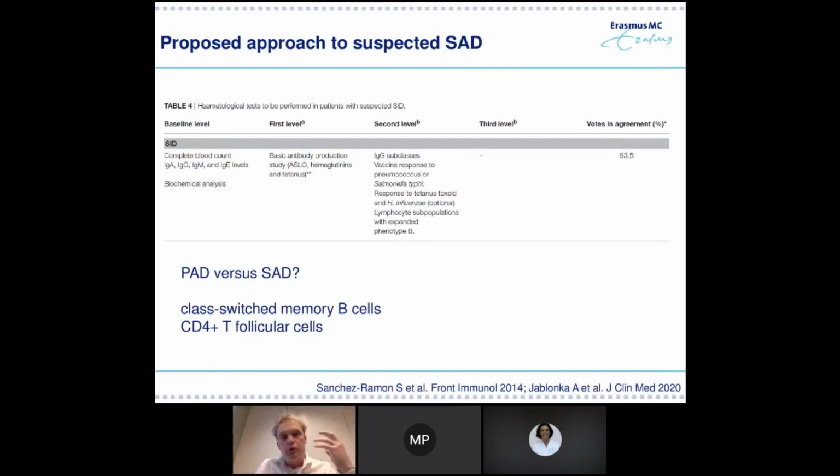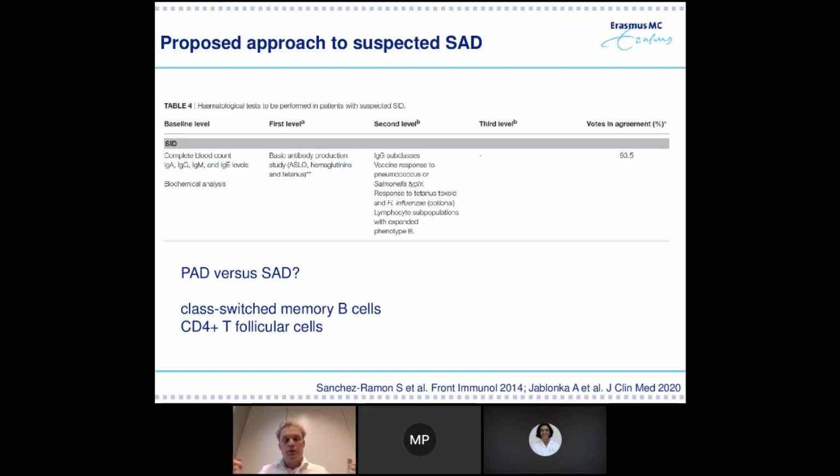What do you do when you suspect a patient of a secondary antibody deficiency? And this is taken from a paper from Dr. Sanchez Ramon, who's also in this webinar. If you look at the initial diagnosis or the initial evaluation of these kinds of patients, it's more or less similar when you compare to the patient with a suspected primary antibody deficiency. You have to measure immunoglobulins, perform potential B-cell subset analysis, and perform a response to immunization. So the workup in a suspected secondary antibody deficiency patient is more or less comparable to a patient with primary antibody deficiency.